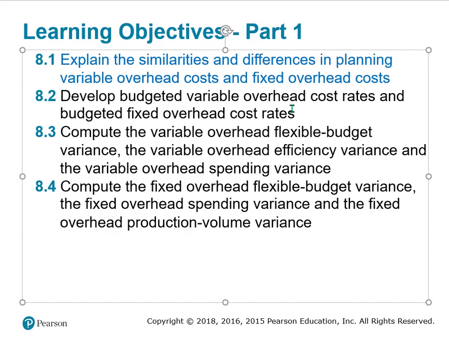And then develop budgeted variable overhead cost rates and budgeted fixed overhead cost rates. Then compute the variable overhead flexible budget variance and the variable overhead efficiency variance and the variable overhead spending variance. Okay, then fixed overhead flexible budget, fixed overhead spending, fixed overhead production. All right, so we have several layers of variance that we're looking at in here.